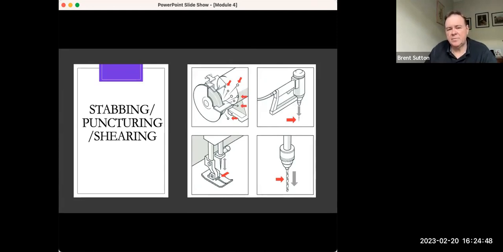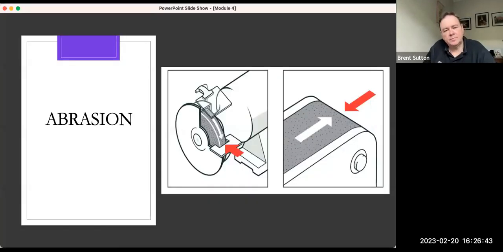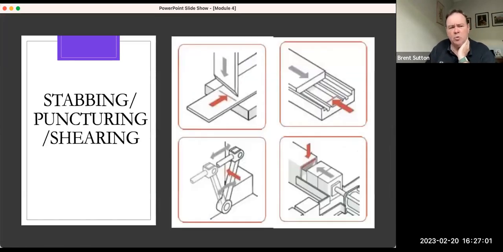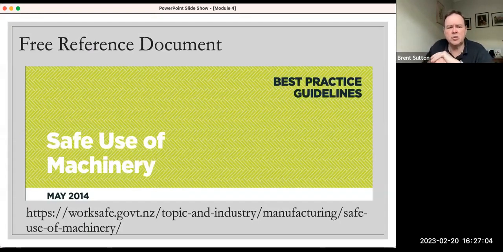Stabbing, puncturing and shearing, probably the most classic ones are around drills or objects coming off angle grinders, things like that. And then we have abrasions, and these are some classic examples around a grinder and also around some sort of belt process, but basically abrasion is something moving and the hands coming into contact with it. And this can all be explored in further detail in the free reference document around the safe use of machinery. Or the other really good document is one from WorkSafe British Columbia with their machinery safety guidelines as well.